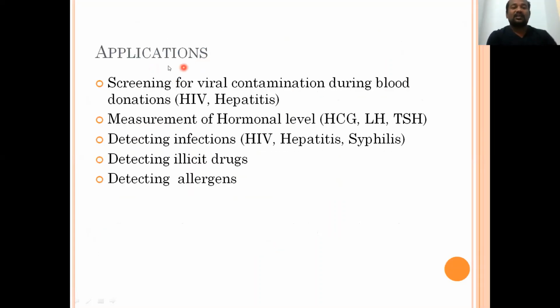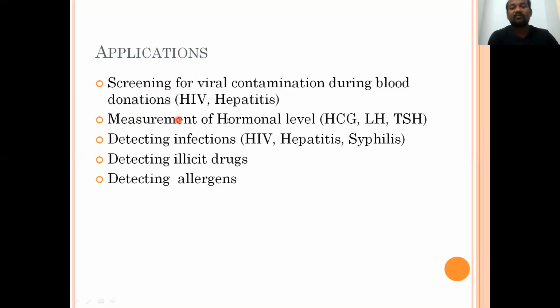Applications of ELISA include the screening of any viral contamination during blood donation or blood transfusion. For example, we may be able to screen for HIV or hepatitis during blood transfusion. This is a normal process that takes place during blood transfusion, or before transfusing any blood into another person. So this is the normal screening, and it can be done with ELISA.